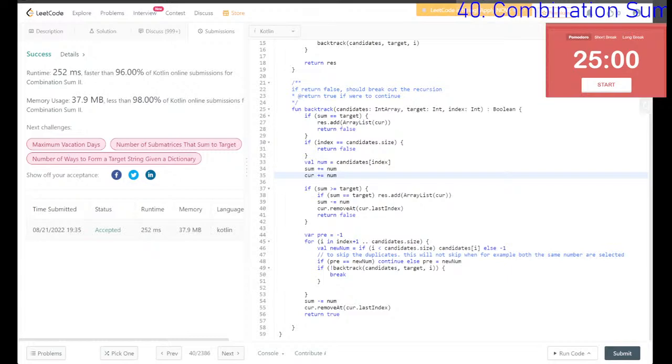Sorry about all the bugs and typos. But as you can see, this solution actually does work and it is pretty efficient.